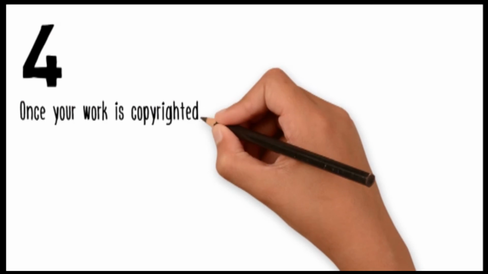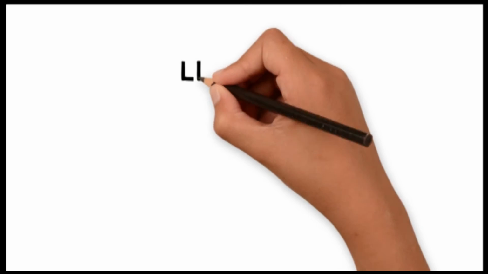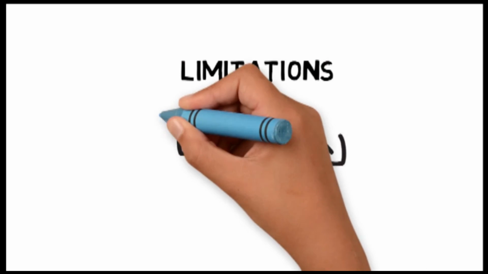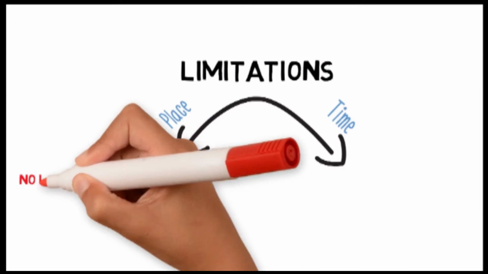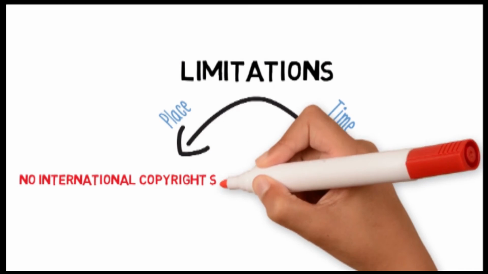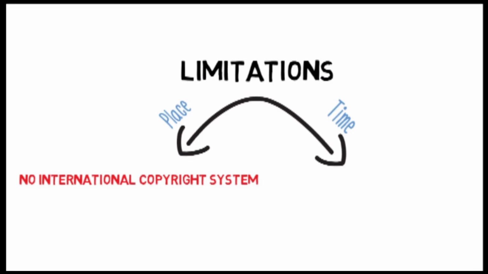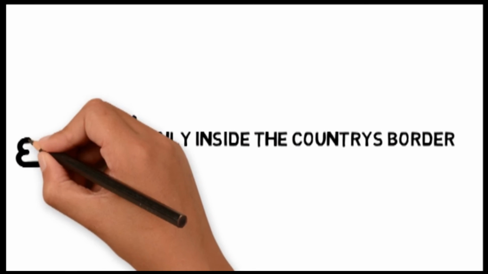Four. Once your work is copyrighted, it will be protected everywhere and forever. There are still some limitations in copyright law. Two of these are the limits of place and time. Sadly, there is no international copyright system. The laws and procedures for copyright protection are not the same worldwide. Copyright laws of one country are applied only within that country, so the work is protected only inside the country's borders, not in other countries. In order to have global protection for the product, a firm has to register in every country.